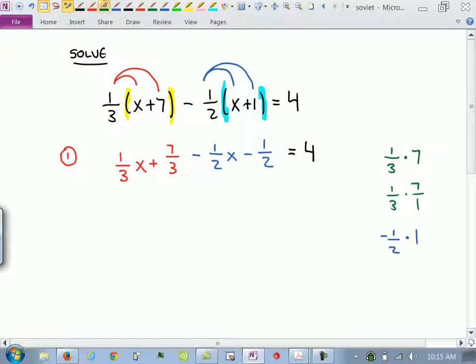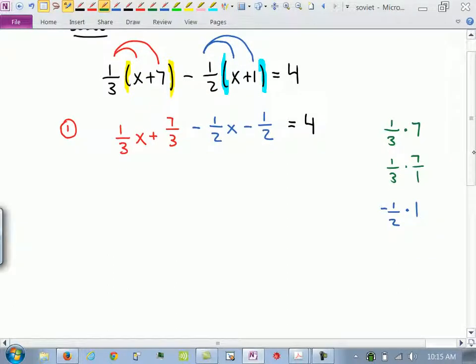The first thing that we do to clear a fraction, whenever we're working with equations like this, is find what's called the LCD. LCD stands for lowest or least common denominator. So what we need to do is look at all the denominators. I'm going to highlight all the denominators. 3, 3, 2, 2. Does 4 have a denominator?